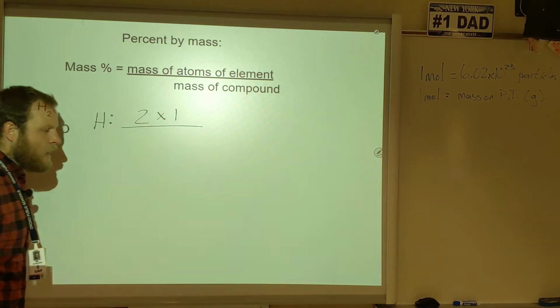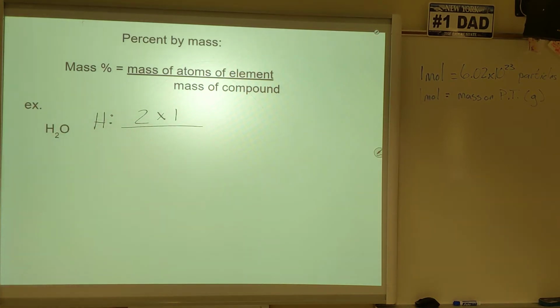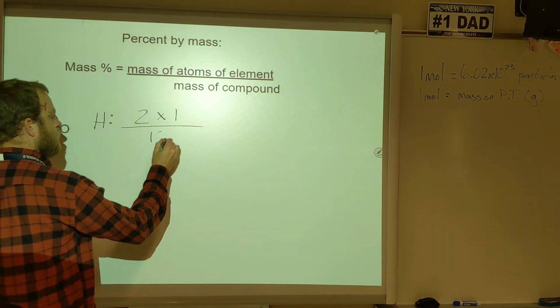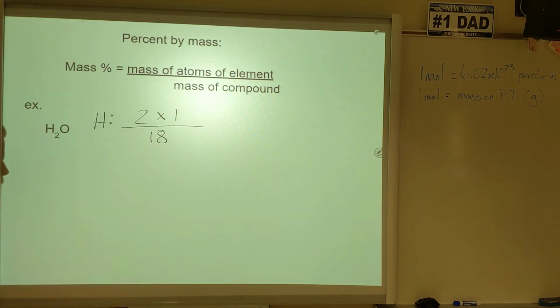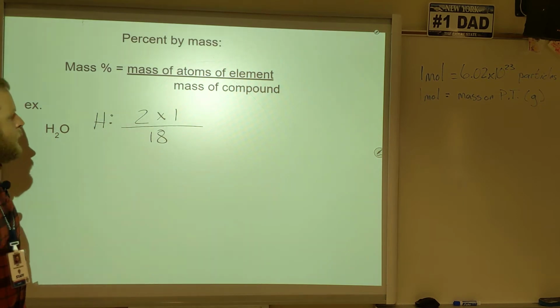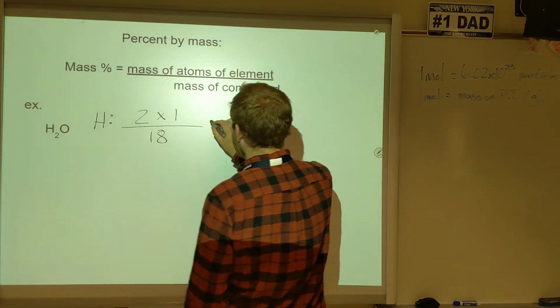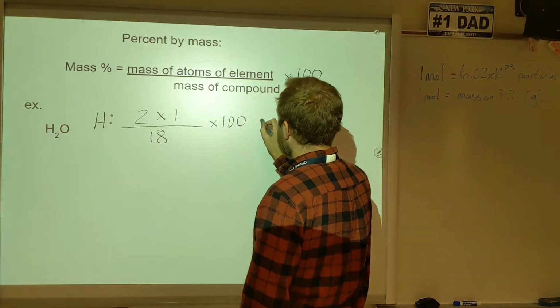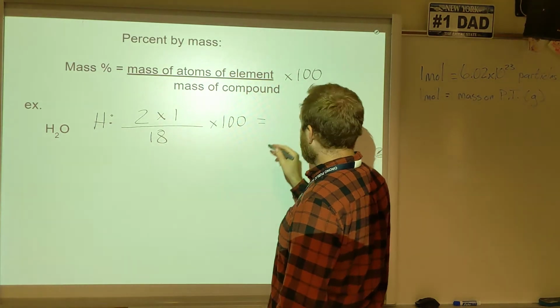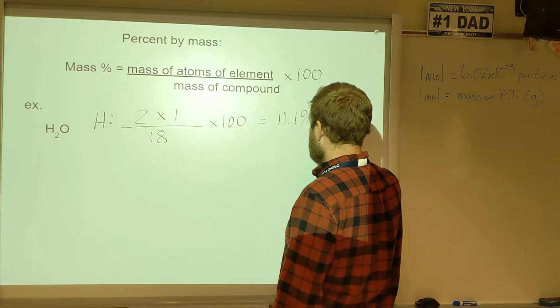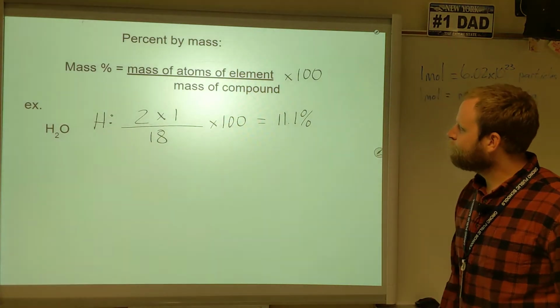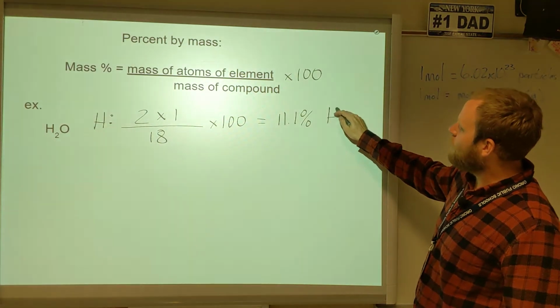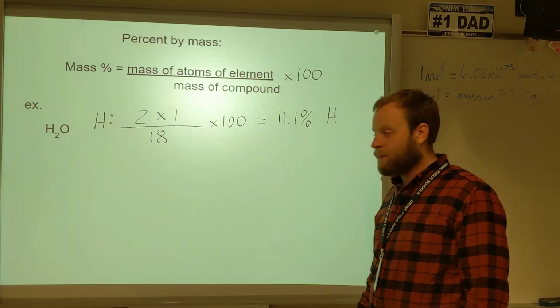Then you divide that by the mass of the whole thing, the mass of water. Water has 2 hydrogens and an oxygen. That'll add up to 18 if you do the math. If you're not sure how to do the math, you add them up on your periodic table. So this is going to be 2 divided by 18, which is 1/9. And then you have to multiply it by 100 to turn it into a percent. I guess that should be in the formula here too. So this is going to be 1/9, which is 11.1 repeating percent. So water is 11.1% hydrogen by mass.